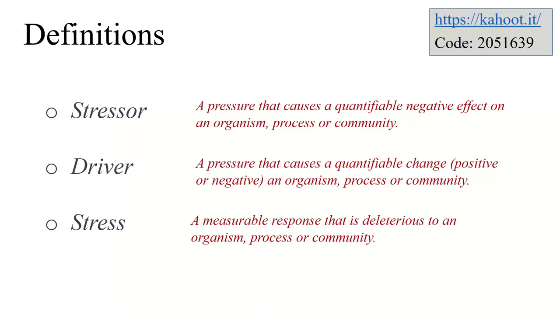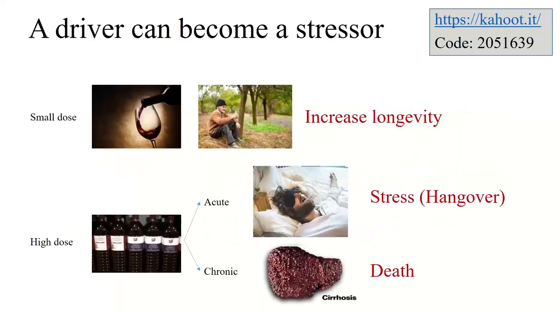So a driver could be temperature, for example. Temperature could be a driver. It will always kind of lead to physiological changes, but a stressor is when you have extreme temperatures that will lead to negative effects. Or if you want to use my favorite example, you can use alcohol as a stressor for humans. If you use it in a small dose, like a little glass of wine every day, it's been shown that it actually can have a positive effect. It actually can increase longevity and so on.